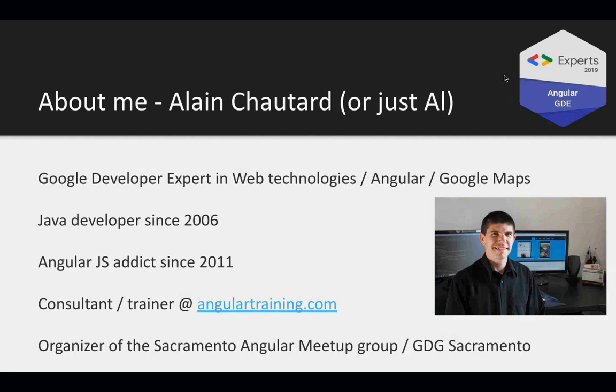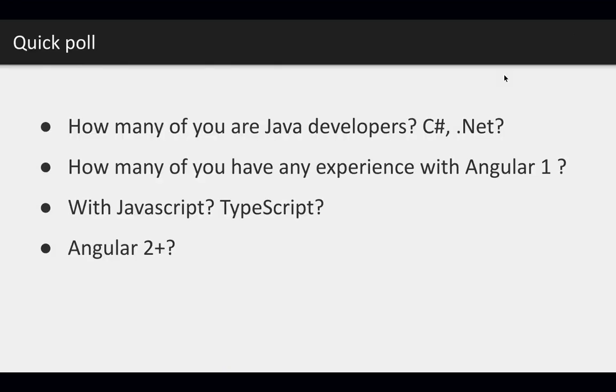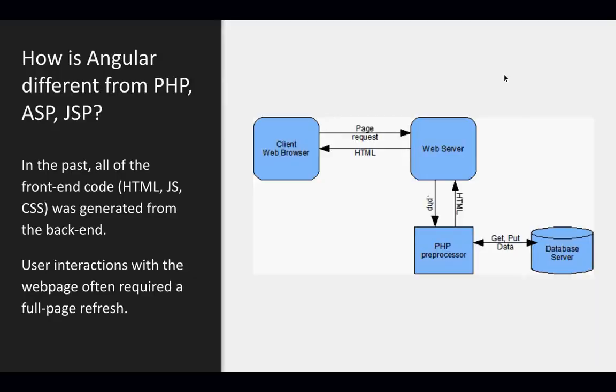I live in Sacramento, California, where I organize the Angular meetup group, of course, as well as Google Developer Group Sacramento. These are two meetups, just like this one, where we meet once a month and talk about all things Angular for the Angular meetup and Google Technologies for the GTG group. I already asked those questions, so let's get into Angular.